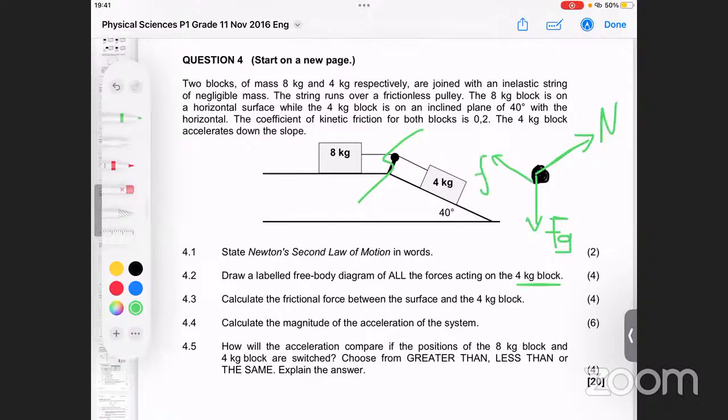How do I know? Because there is a kinetic friction. We are given the coefficient of that kinetic friction. Also, these two are connected by a string. We are therefore forced to have that tension force. Remember to make sure that your lines are straight. So you need to use a ruler to draw those straight line forces.